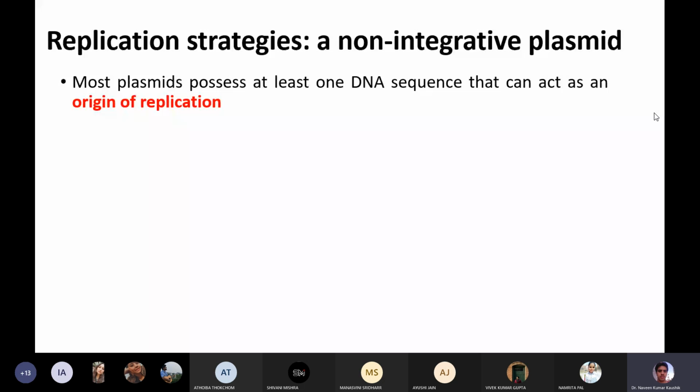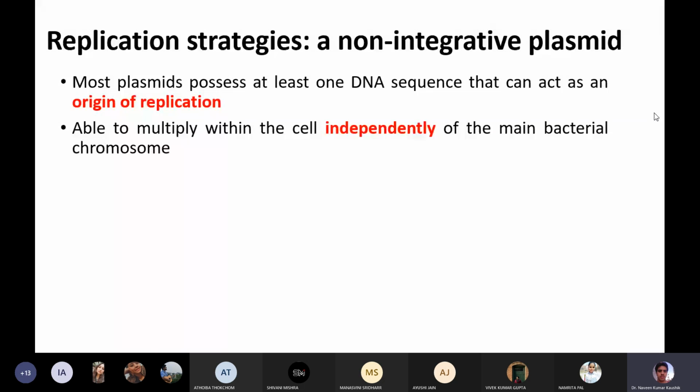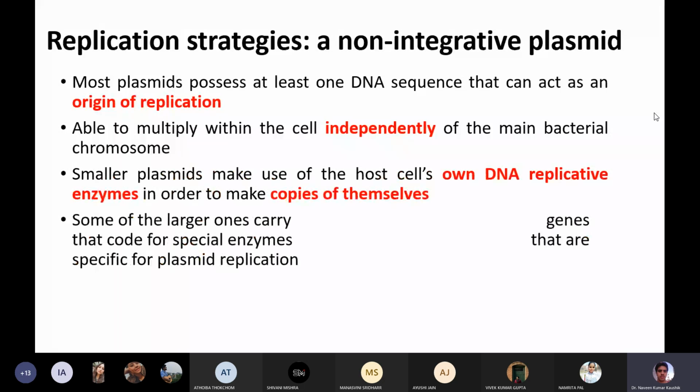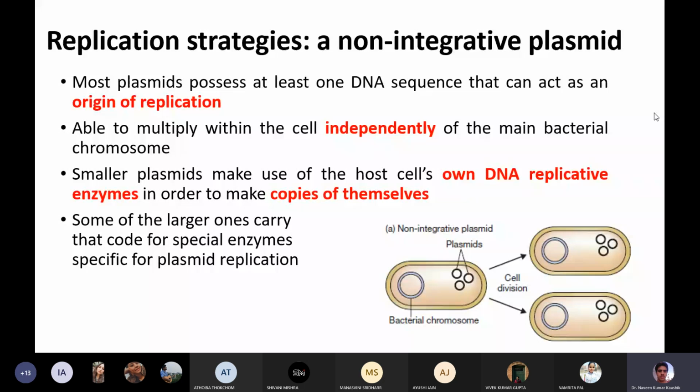This is the second property that we are talking about, how your plasmid can serve you as a vector. It is able to multiply within the cell independently of the main bacterial chromosome. So it is not dependent on the main bacterial chromosome. Small plasmids make use of the host DNA replicative enzymes in order to copy themselves. That's why they just keep on copying, keep on doubling within the cells. Some large ones carry genes that code for special enzymes specific for plasmid replication. So it depends on whether they are a bit dependent or completely independent.